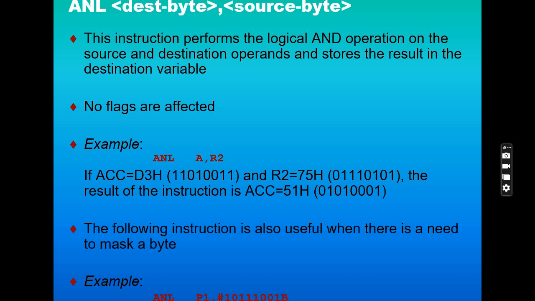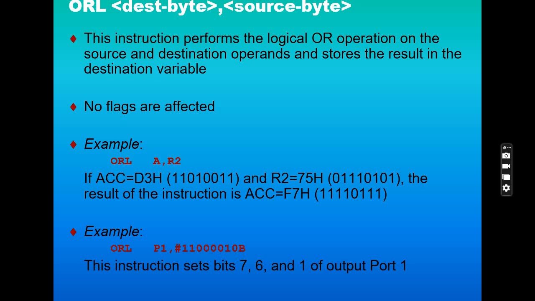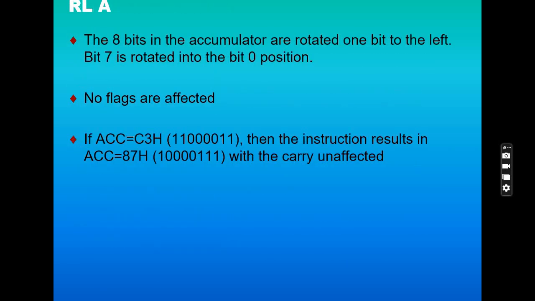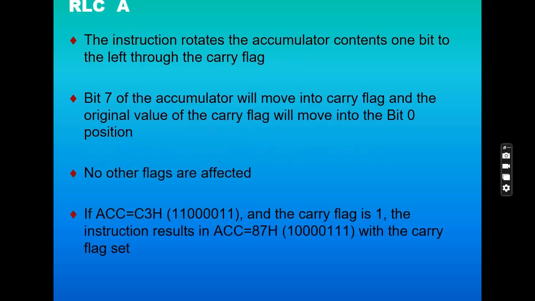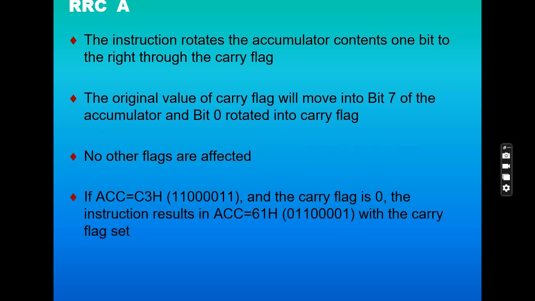So ANL destination comma source, and we have an OR operation, and the syntax will be destination comma source byte, and we were aware of all those things. Rotate. This is an 8-bit accumulator, rotated 1 bit to the left. So only 1 bit moves to the left, and the last bit will be moved to the subsequent lower order location. Similarly, rotate right along with the carry.